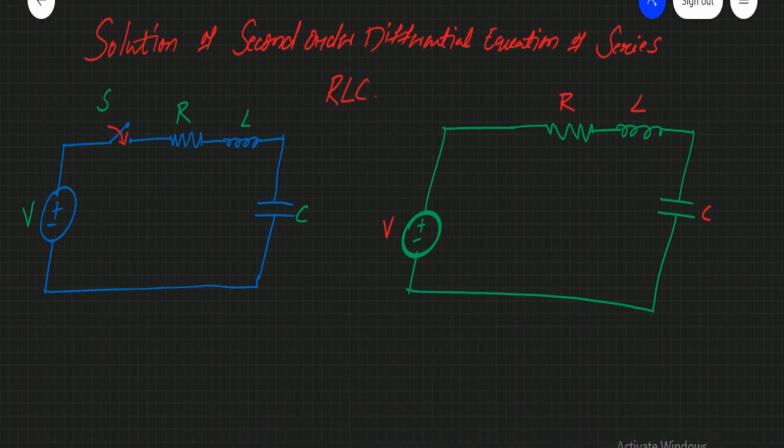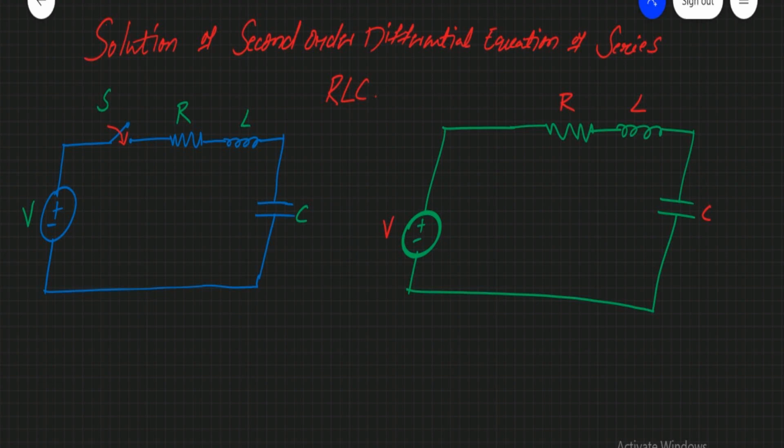Hello students, today we are going to see a solution of the second order differential equation of a series RLC circuit. Till now we have seen first order RLC circuits. Today we are going to see the solution of the second order differential equation of your series RLC circuit. This figure shows a resistor, inductor and capacitor connected in series.